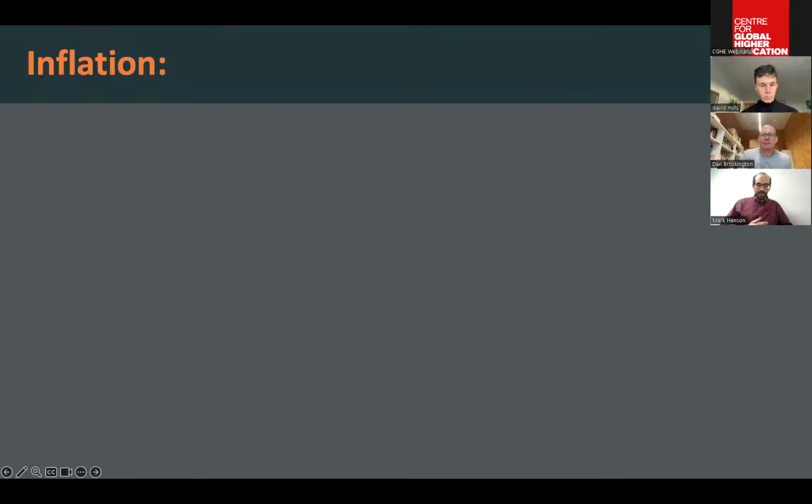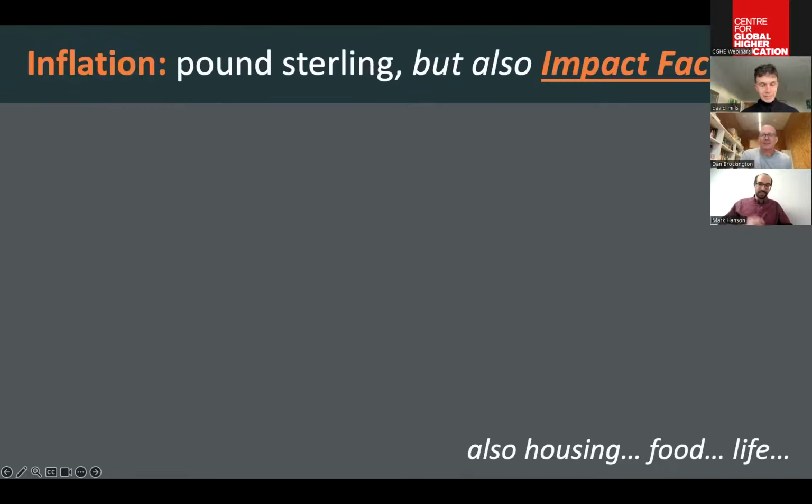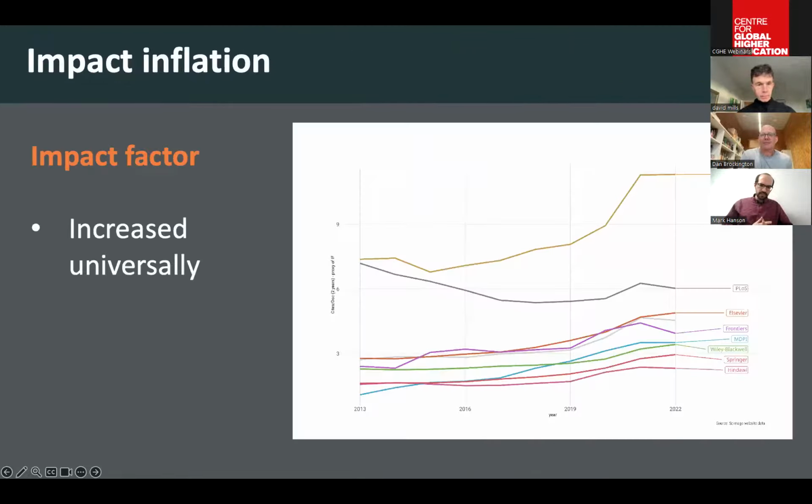So I'll pick back up with inflation. And this is a loaded term in 2023, but specifically I'm referring to inflation of impact factor. It's the UK, so I've talked about pound sterling here, but I should say that impact factor is the measure of how many citations an article in a journal receives on average within a given time. So 2 years is the most common.